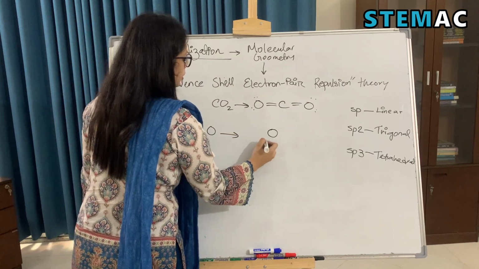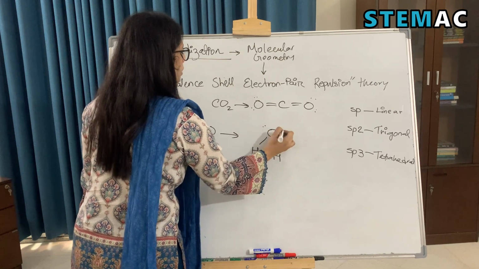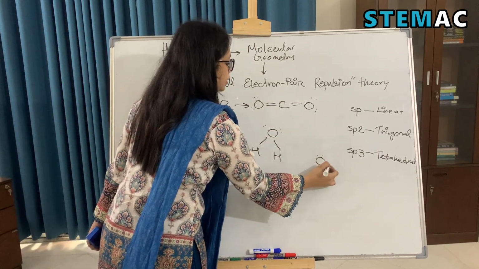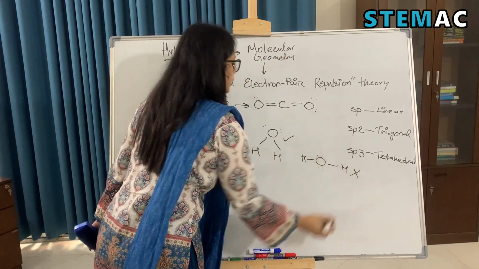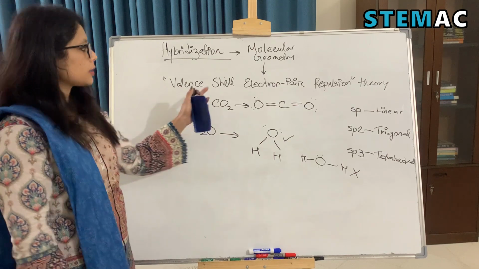But when writing the molecular structure of water, we write it as a bent structure instead of a linear structure. This is the right form and this is the incorrect form. And now the question is why? The answer lies in this theory.